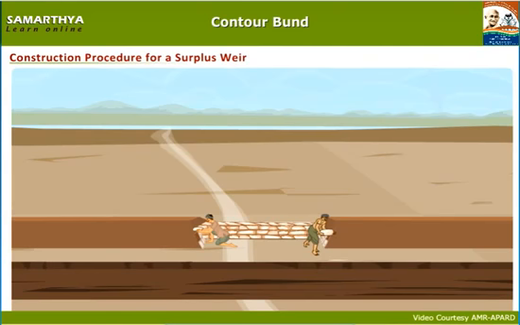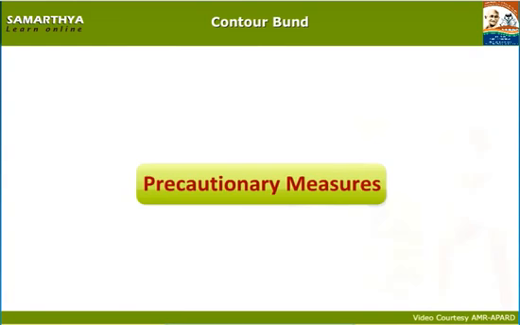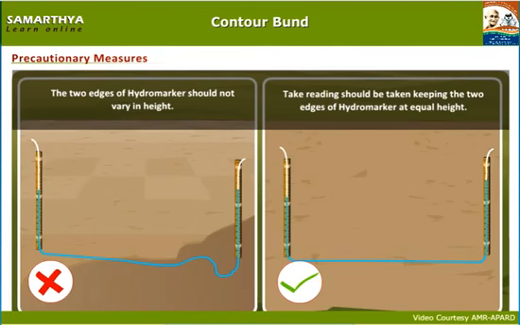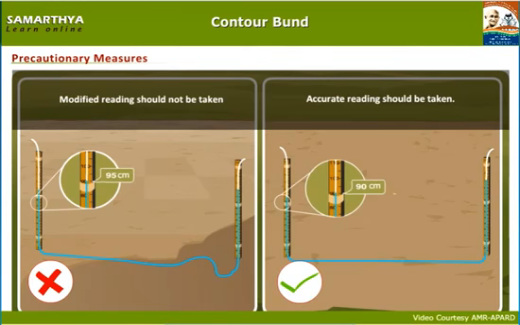Precautionary measures to be taken while constructing an earthen bund. The two edges of the hydro marker should not vary in height. Reading should be taken keeping the two edges of the hydro marker at equal height. Edited or modified reading should not be taken. Accurate reading should be taken.